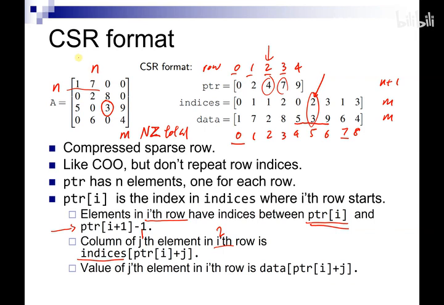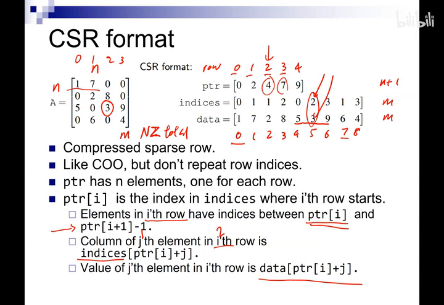So the columns are 0, 1, 2, 3, so this 3 is actually in column 2. And what is the value at that location? What value is actually in column 2 of row 2? Well, then you go look in the data array and you see that it's going to be a 3 there. So the way you can tell that is you go to data and then you go to index pointer I plus j.